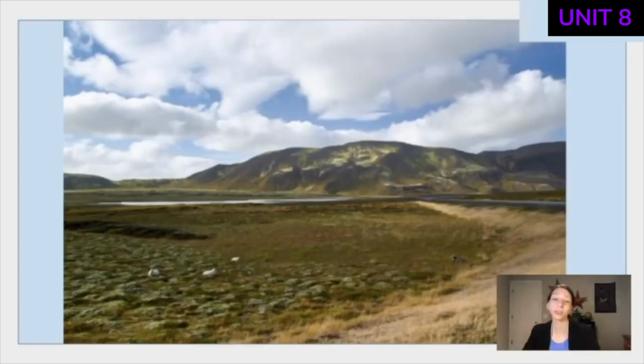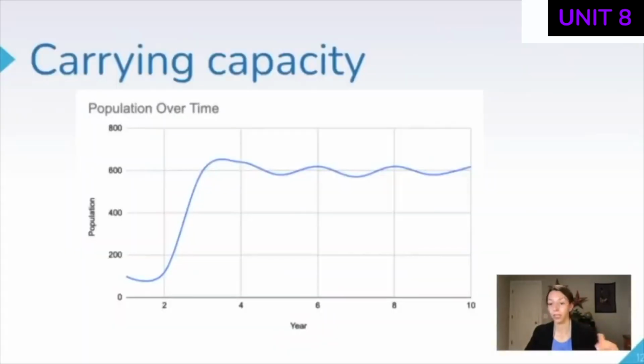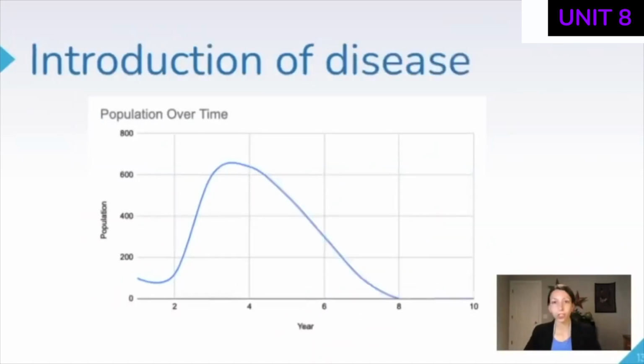Because there are limited resources within a particular environment, like food availability, water, space, at some point those organisms are going to reach the maximum population that that ecosystem or environment is able to sustain. And even though that may fluctuate over time, a population may be relatively stable once it hits its carrying capacity. If we see a sharp decline like this, it's probably because there was an introduction of a disease, or a new predator, or an invasive species.